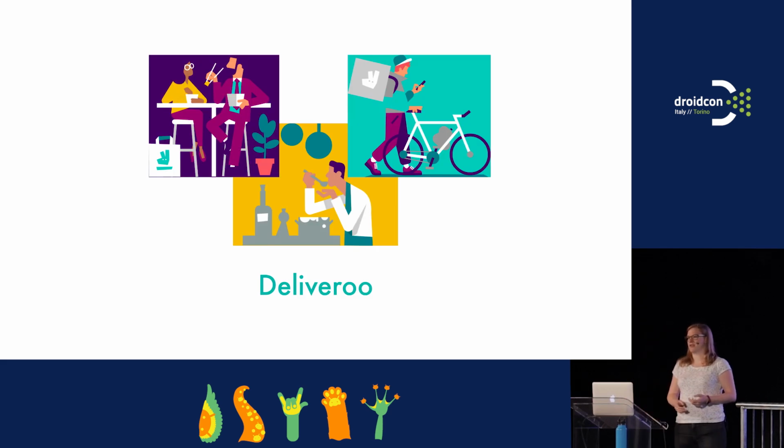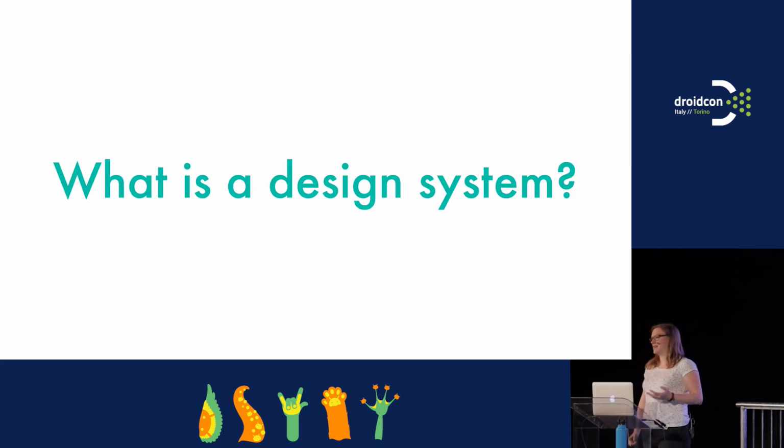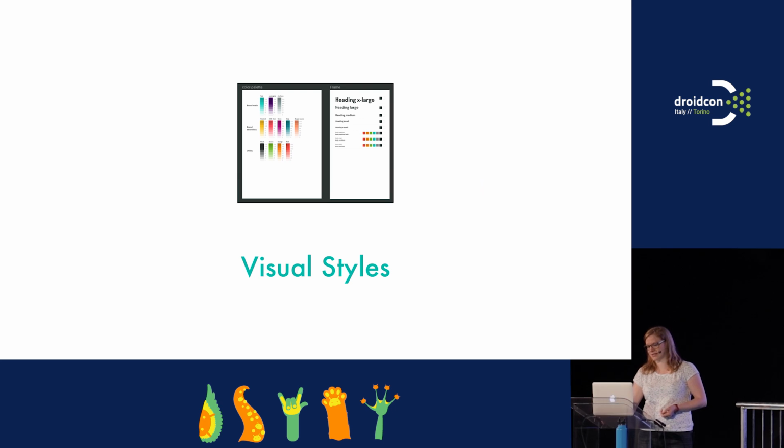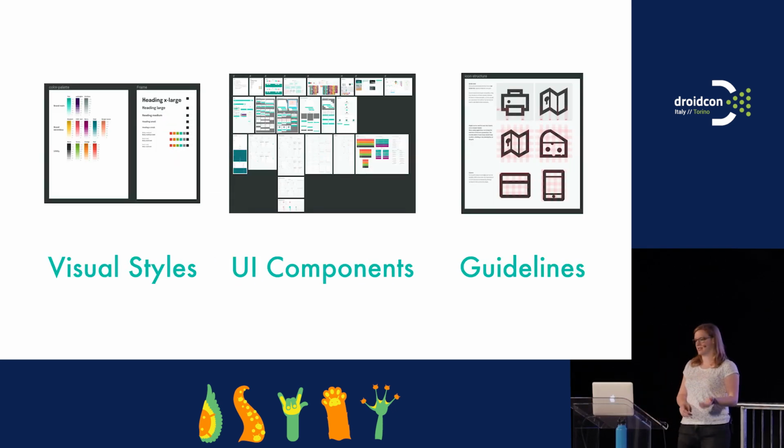So how do you get from this mess to a consistent look and feel? And how do you ensure it actually stays consistent going forward? Now, we decided to tackle this issue by using a design system. So what's a design system? A design system is a set of visual styles, UI components, and guidelines that are used to build applications.